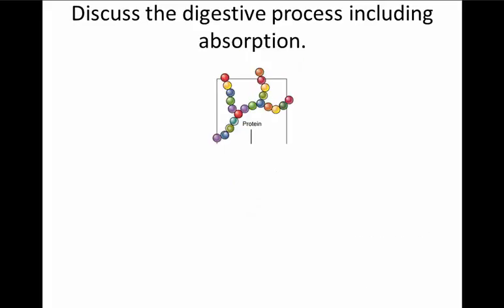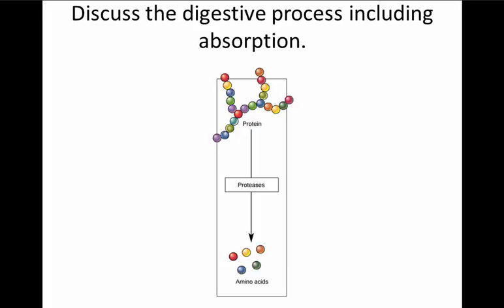Taking a look at proteins. Ultimately, a protein is made up of many amino acids, as indicated in the image here. Proteins are broken down by proteases into individual amino acids and then absorbed. Proteases include, in the stomach, pepsin, which breaks down large proteins into smaller pieces of protein.